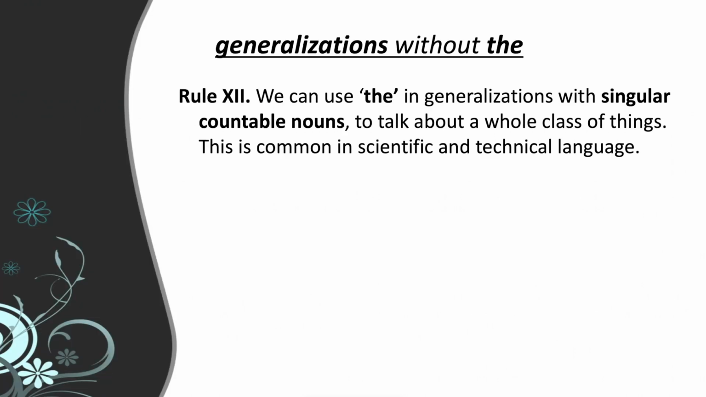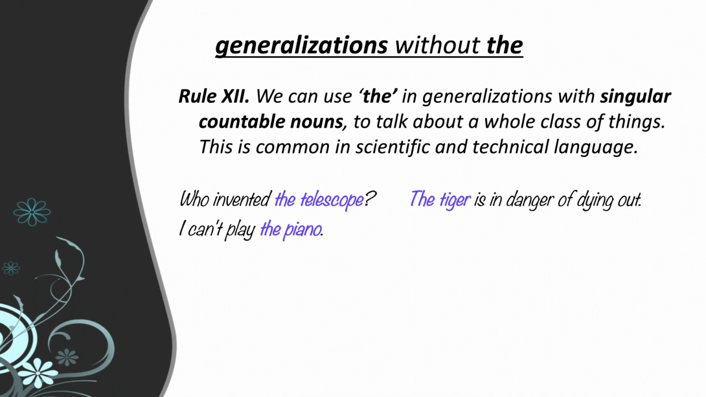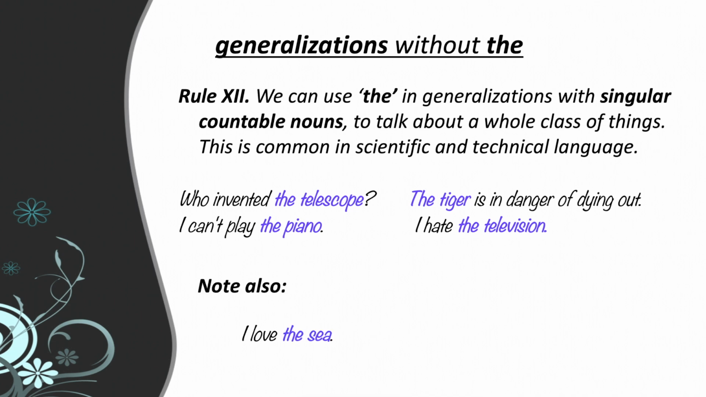Rule number 12. This is another rule about generalizations without the. We can use the in generalizations with singular countable nouns to talk about a whole class of things. This is common in scientific and technical language. Examples. Who invented the telescope? I can't play the piano. The tiger is in danger of dying out. I hate the television. Note also, I love the sea and do you like living in the country?